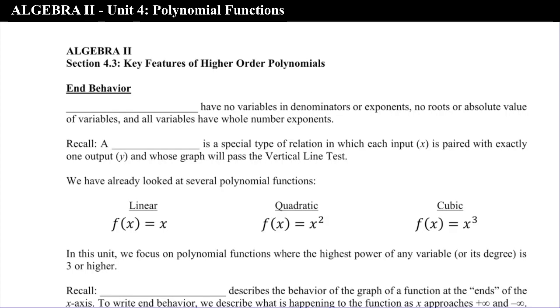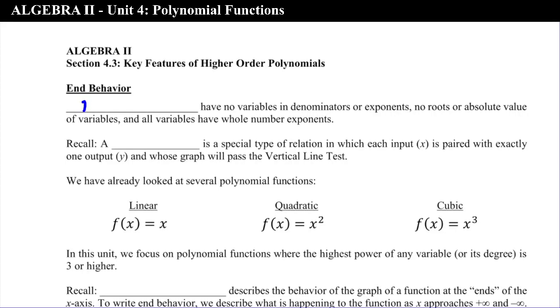Hello and welcome to the Unit 4 Section 3 video on key features of higher order polynomials. So what we want to do is review a few things that we already know, because we're going to use a lot of things that we've already learned to move us into working with higher order polynomials. So the first thing we're going to do is remind you of a few things.